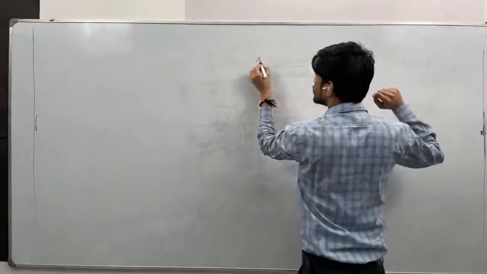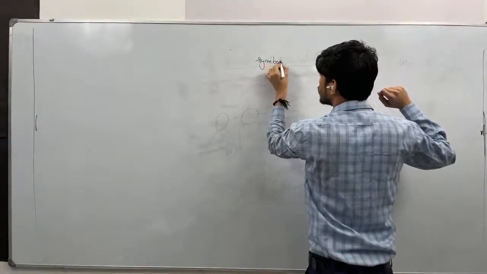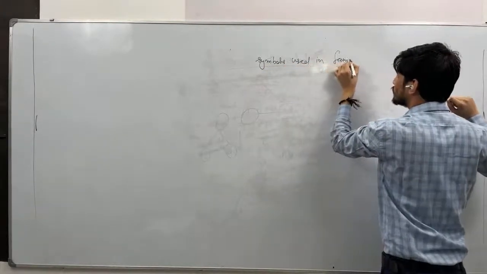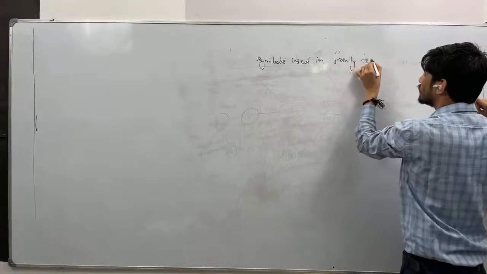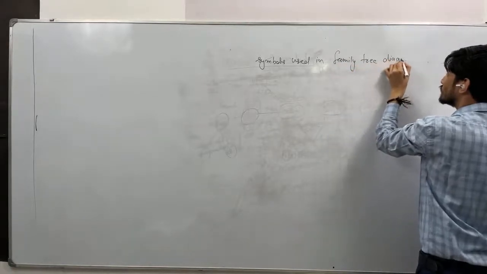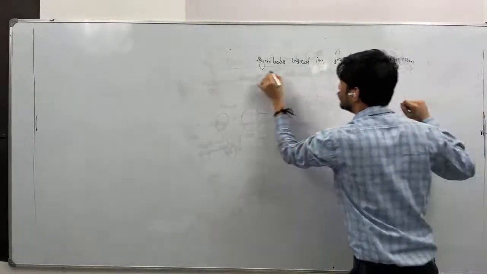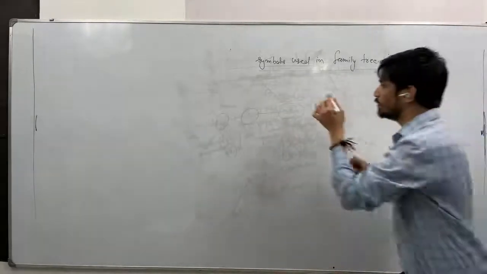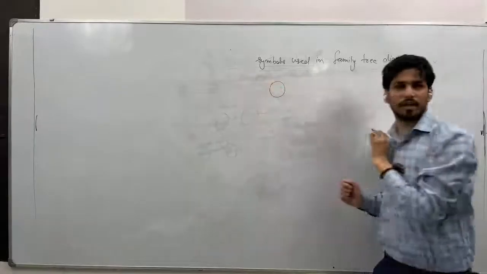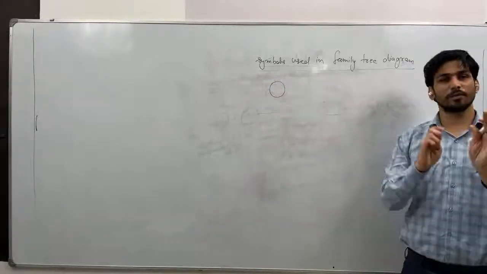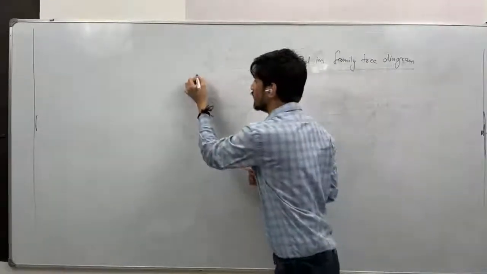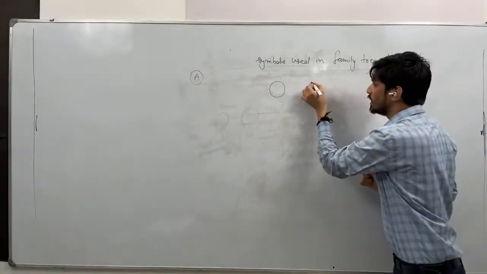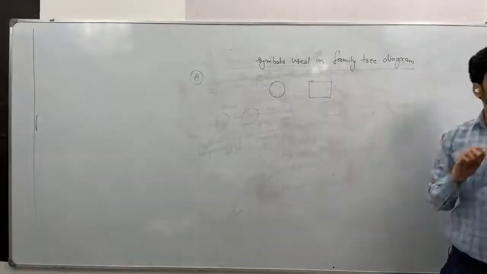Symbols used in family tree diagram. So first of all, what do we have? First of all, we have male character and the female character, right? To represent the female character, we'll use the circle. If I write anything inside that, it means that represents female, right? If I say A, it means A is the female. Clear? Next, if I represent the male, then I'll use either a rectangle or a square.